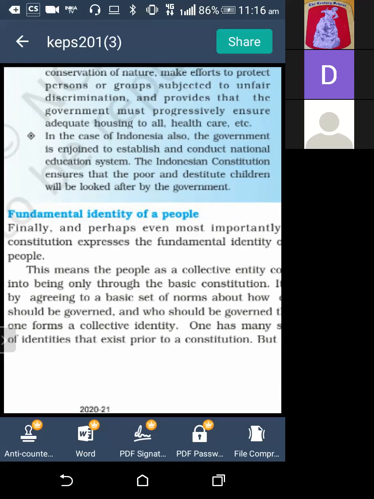I told you just now that the constitution is your identity. You are Indian and you have an Indian constitution. So the constitution expresses the fundamental identity of the people. This means the people as a collective entity come into being through a basic constitution. It is by agreeing to a basic set of norms about how one should be governed. How a person is governed. A person is governed by the rules and regulations given in the constitution through a party.